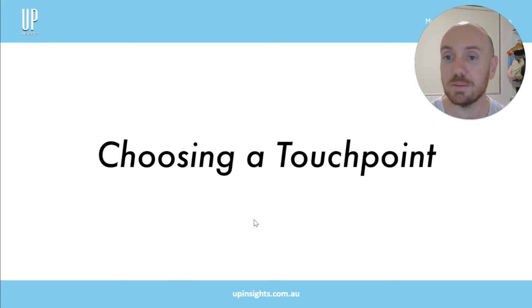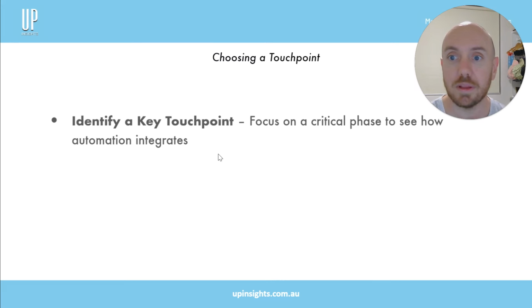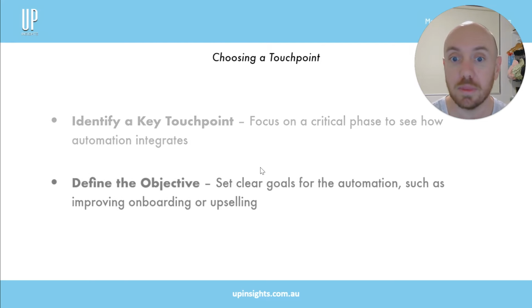So choosing a touch point. So identify a key touch point. Focus on a critical phase to see how automation integrates. So look at your journey map. I'm going to do this for us in a second, but look at your own journey map and see what's something that's important that I want to look at bringing in some automation here. Or what's something that takes a lot of time and isn't super important or isn't critical that I do it myself, and that's one that I can automate. And define the objective. Set clear goals for the automation, such as improving onboarding or upselling.